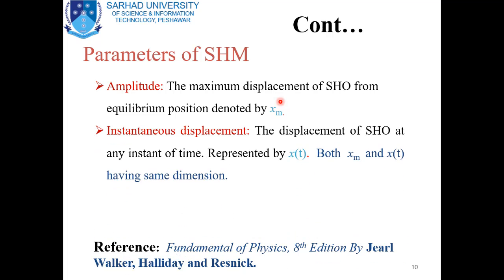The instantaneous displacement is denoted by x of t and defined as the displacement of the oscillating object at any instant of time. It varies from 0 to xm. The xm, which represents the amplitude, and x of t, which represents the instantaneous displacement, have the same dimension, that is, both represent a length dimensional quantity.